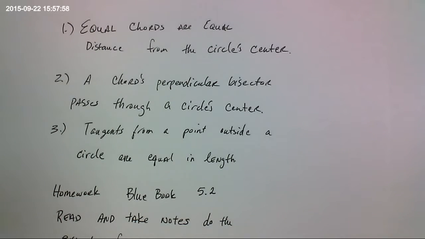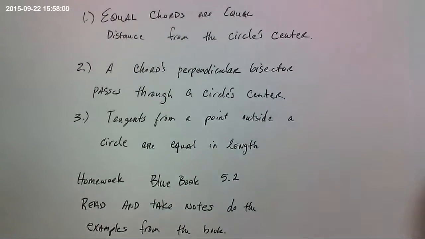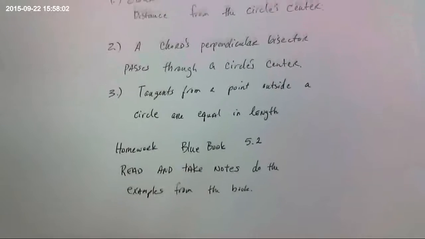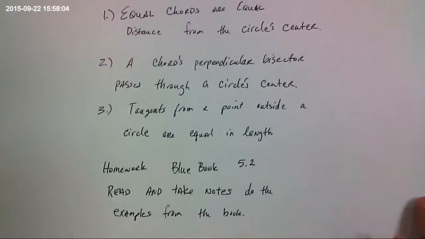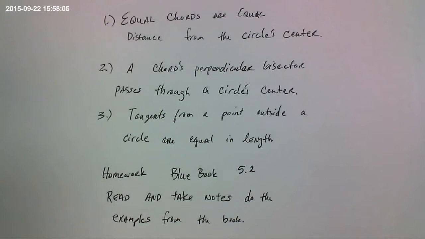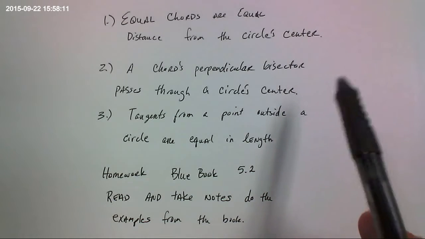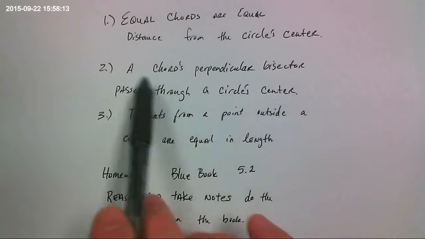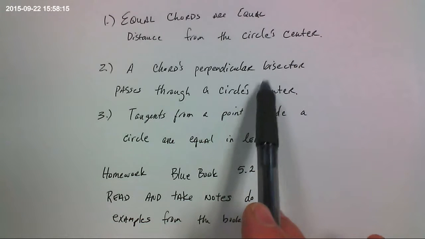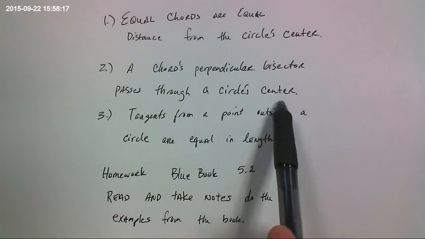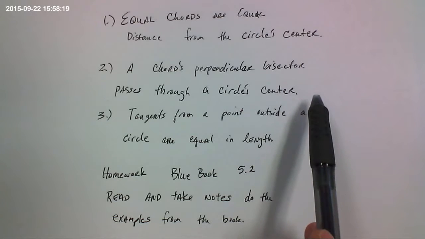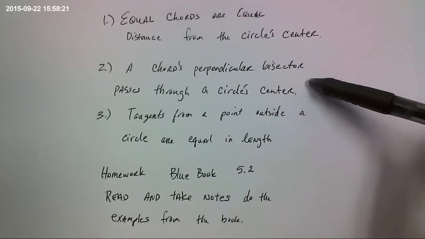Here's what this lesson is going to be about today. We're going to talk about how equal chords are equal distance from a circle center. We're actually going to do a construction to see that one is true. And then from that construction, we're going to see that a chord's perpendicular bisector passes through the circle center. We'll see how long the video goes, but we might do this as a construction also.